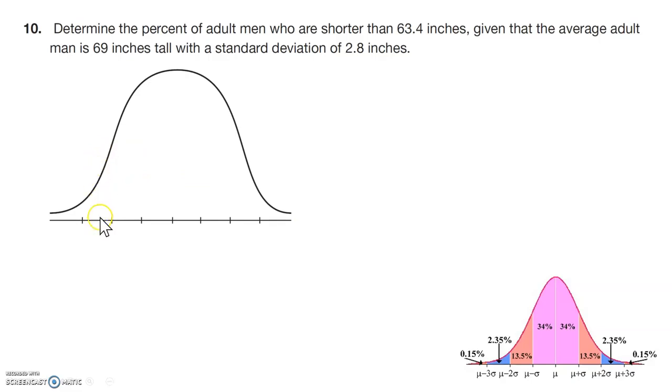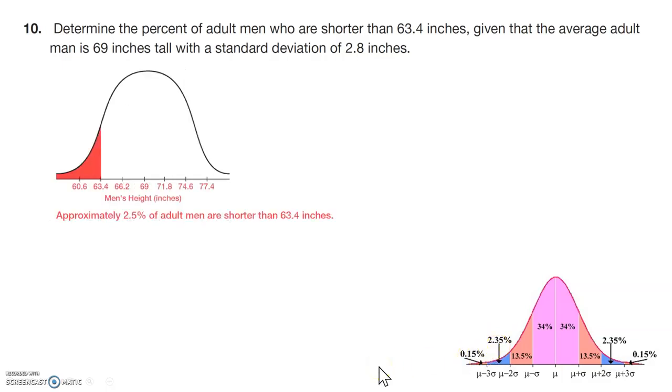And that region belongs to 2.35% and 0.15%. So that will be a total of 2.5. So approximately 2.5% of adult men are shorter than 63.4. And that's it. There's really nothing else to it. You just have to interpret what the question is asking you.